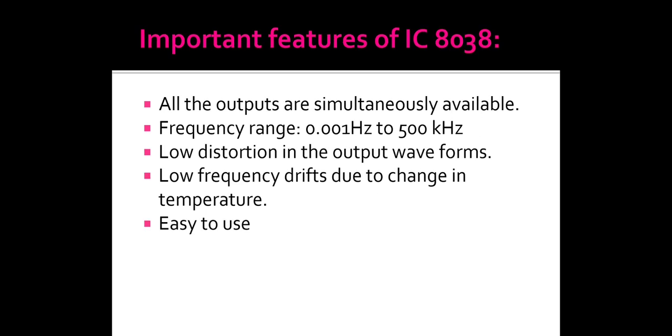And the important features of IC L8038 are that all the outputs can be obtained simultaneously, and the frequency range is from hertz to kilohertz. There is less distortion in the output waveform, and low frequency drift due to change in temperature. We all know what is meant by drift. Here it produces a low frequency drift whenever there is a change in temperature, and this IC is very easy to use.